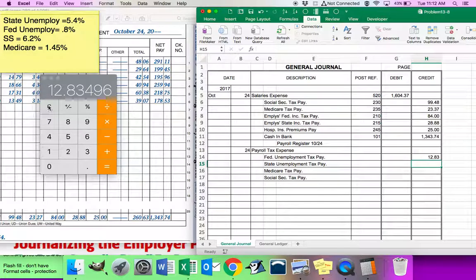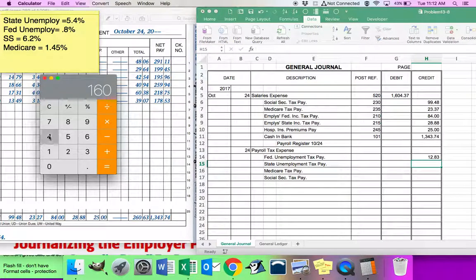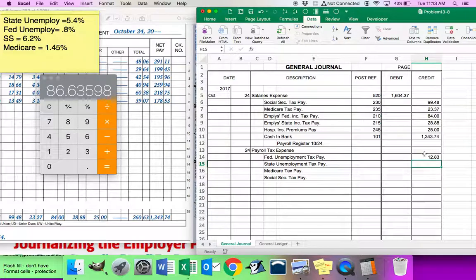Okay, so for state, we take that 1604.37. Again, it's your gross pay that you paid your employees. I know that sounds weird, but that's what it's based off. It's based off the gross pay of your employees. Times, and this is that 5.4%, 0.054. And it's $86.64.